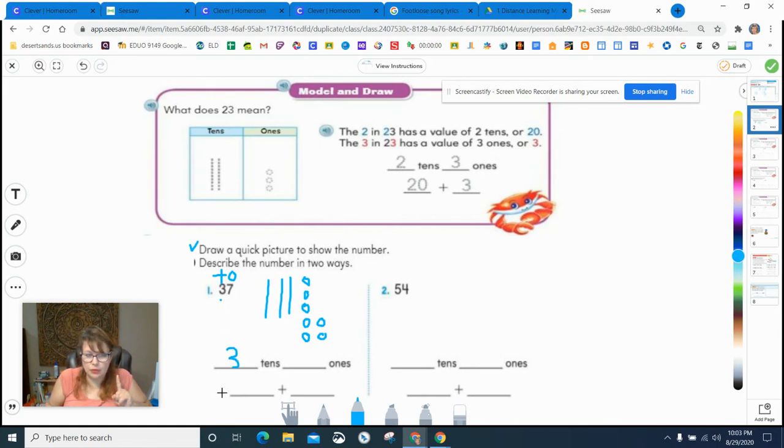See how I did not put 30? Because you're saying how many tens I have. I have 1 ten, 2 tens, 3 tens. So I can only put 3. And then I have 7 ones. I'm going to put 7 in the ones place.